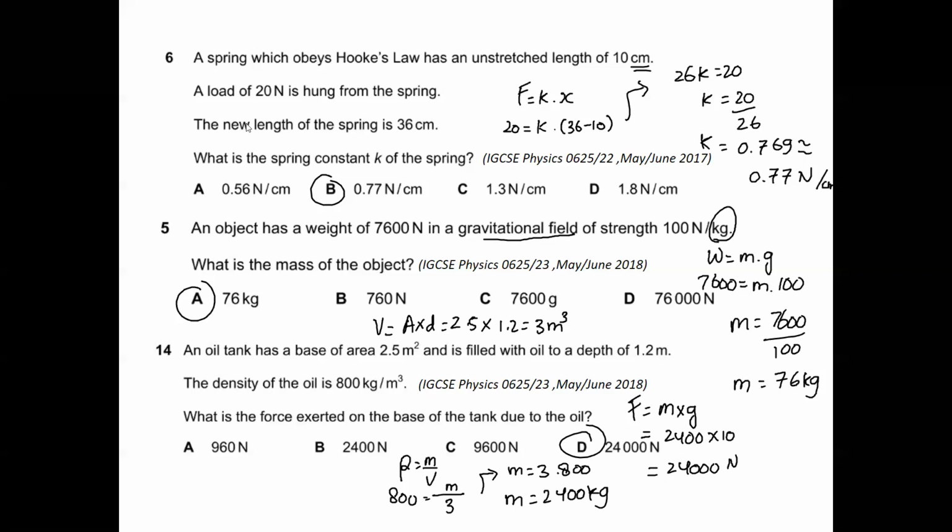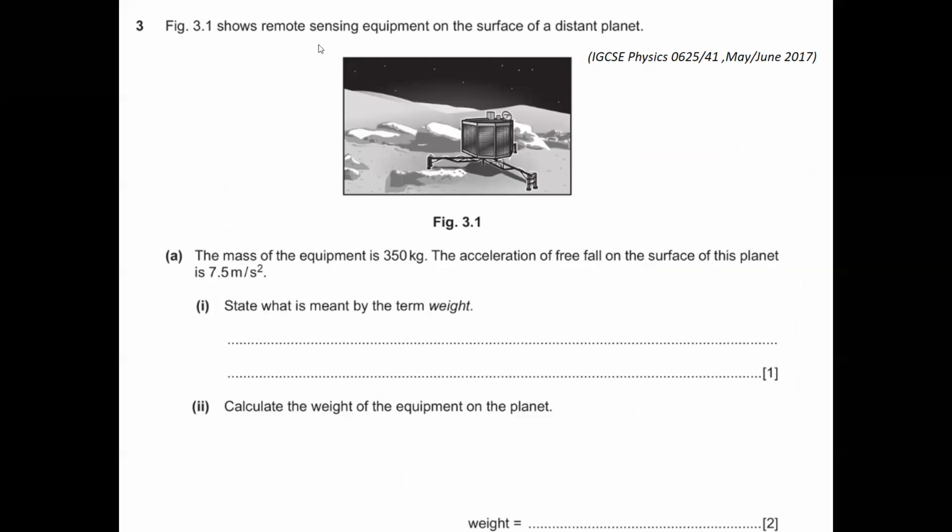Okay, for the next question. This figure shows remote sensing equipment on the surface of a distant planet. And the mass of the equipment is 350 kilogram. The acceleration of free fall on the surface of this planet is 7.5 meter over second square. And the first question is, what is the meaning of the term weight. So the meaning of weight is a force of gravity acting on the object.